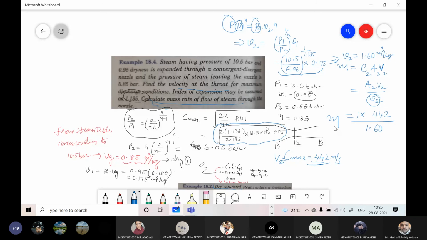Is this clear? Yes, sir. 276.25. Check it once. I think we got the specific volume wrong. Sir, for me it is 0.280 for v2. In the book, 0.28, he got. Yes, that is correct. So it is 0.280, not 1.6.